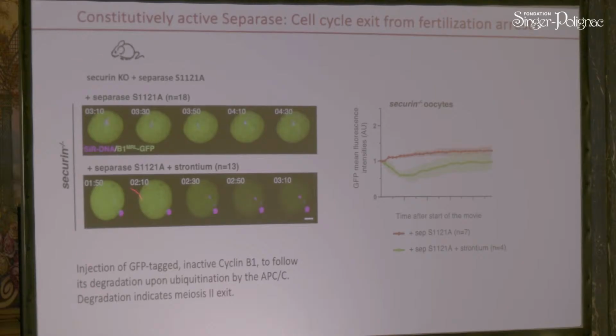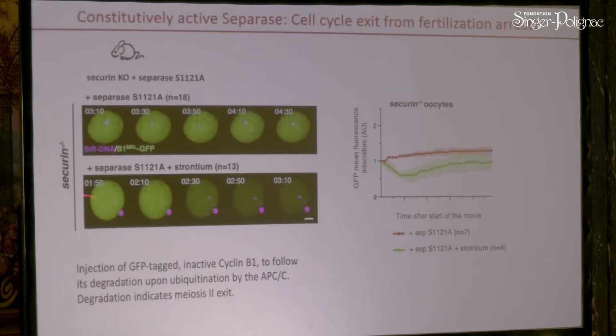So we were wondering whether under these conditions the anaphase promoting complex was getting activated for some reason. As a readout, we have an APC substrate that gets ubiquitinated and degraded, so we lose the fluorescence, and this is what you see in the control after strontium activation. However, when we inject this mutant, you can see the APC substrate remains completely stable, meaning that there hasn't been any cell cycle release. So what we see here is centromeric cohesion cleavage without anaphase onset, also in meiosis 2.